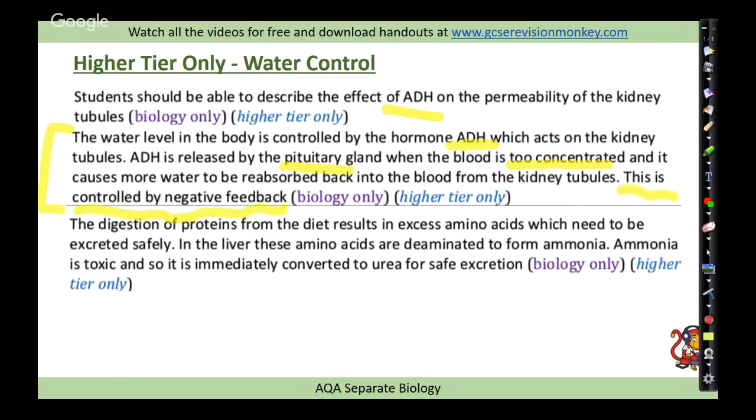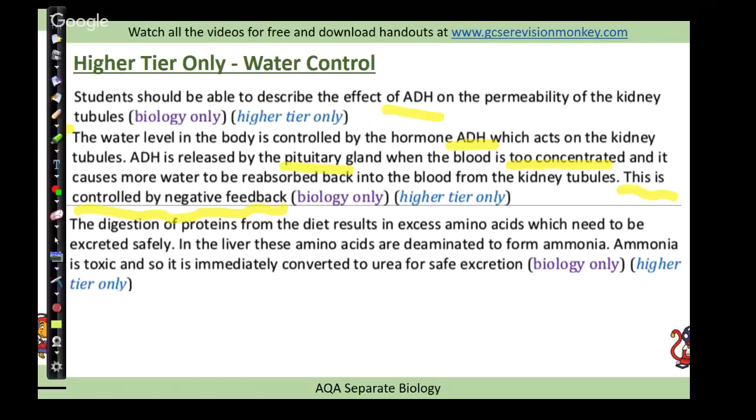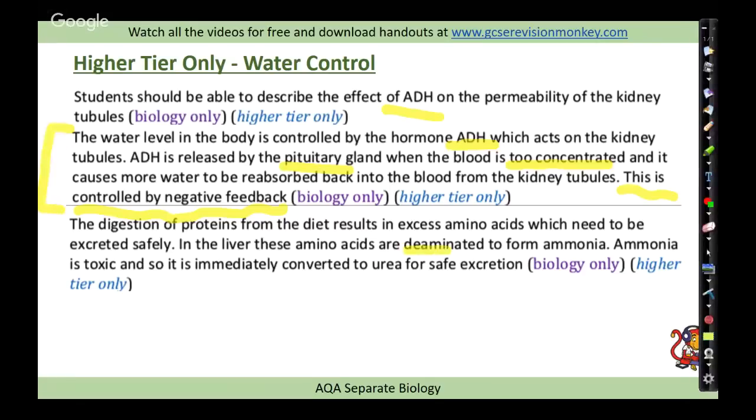The other thing that's particularly higher tier is this idea of deamination. When excess amino acids are deaminated, this means digestion of proteins from the diet results in excess amino acids, which need to be excreted safely. In the liver, these amino acids are deaminated to form ammonia. Basically, that just means the amino acid has its amine group taken off. Well, you don't need to know about that, but the nitrogen side of it is taken off, and it's turned into ammonia. So basically, from the amino acid, deamination gives us ammonia.